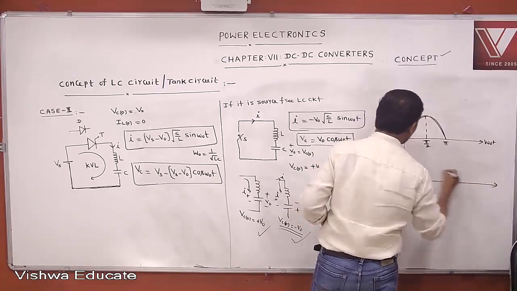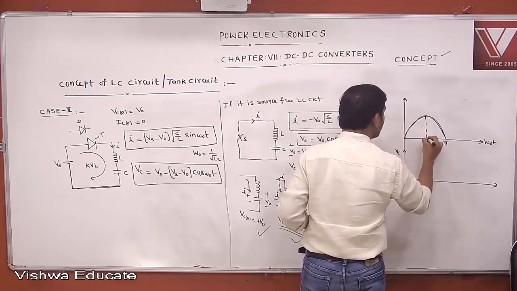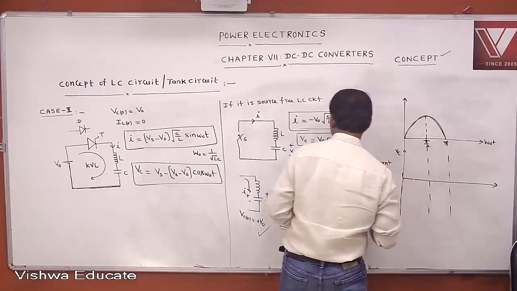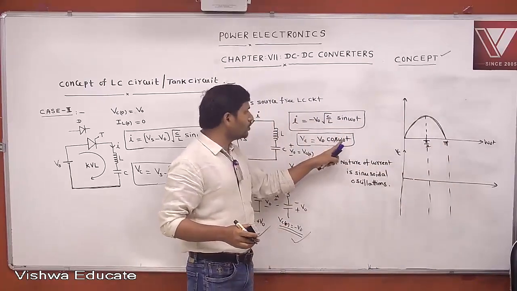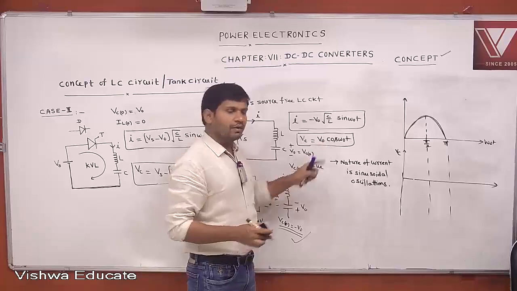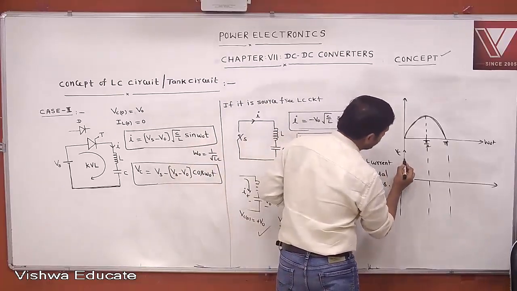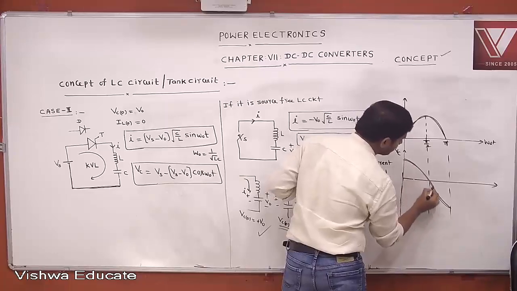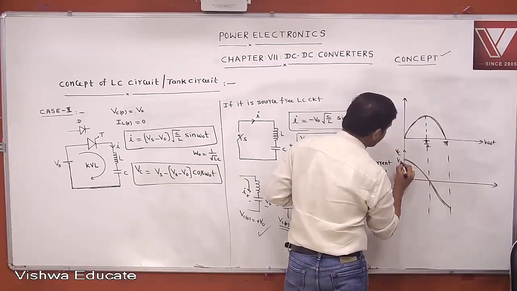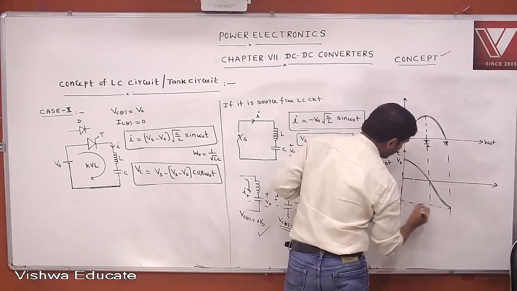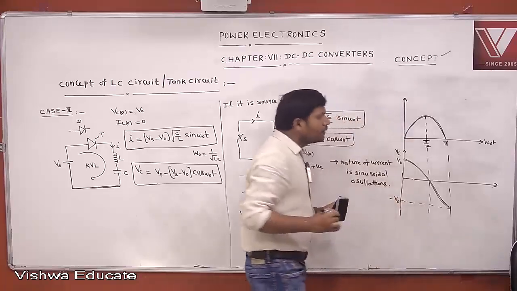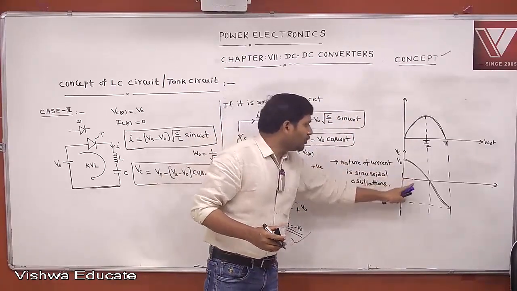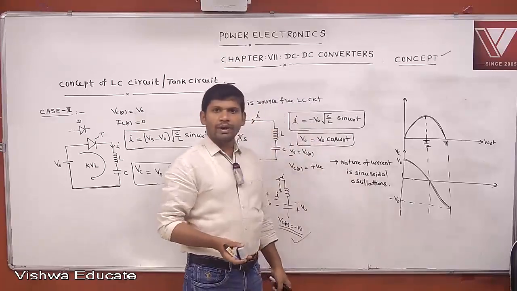Then if you draw the voltage across the capacitor, you can get the waveform like this. At omega naught t equal to 0, it is plus V0. This will change like this, plus V0 to minus V0. At omega naught t equal to pi by 2, it is 0. At omega naught t equal to pi, it is minus V0.